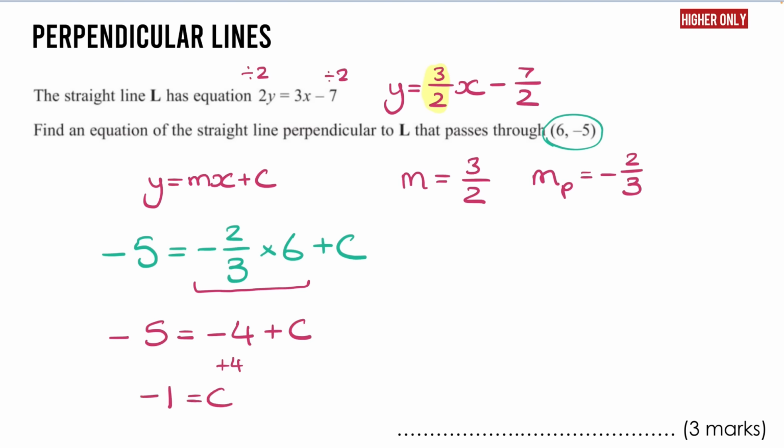And now I have all the pieces. I've got the value of m, which we worked out, our gradient. I've got the value of c, which is negative 1. So my equation of the line will be y equals minus 2/3 x minus 1.